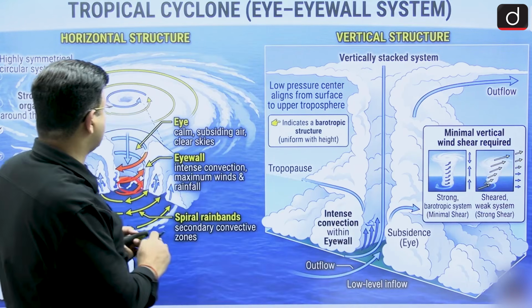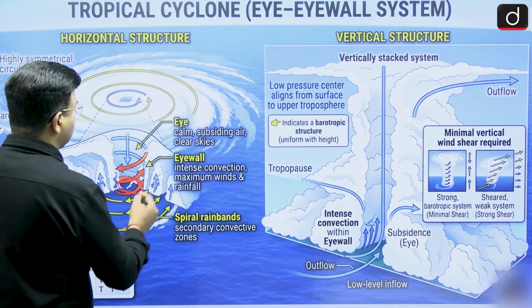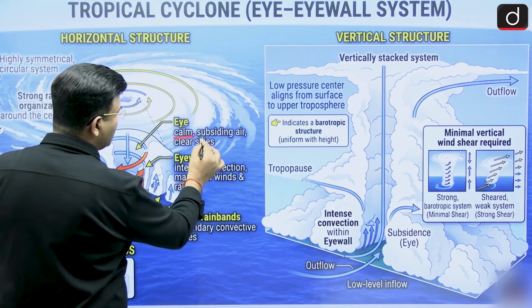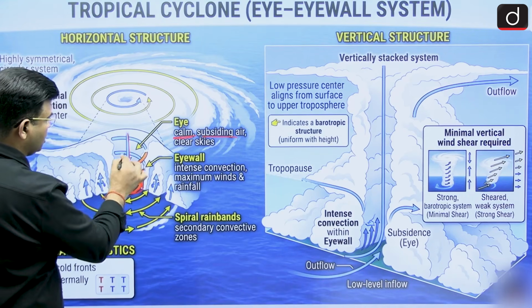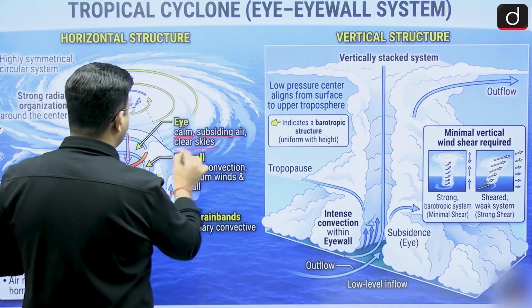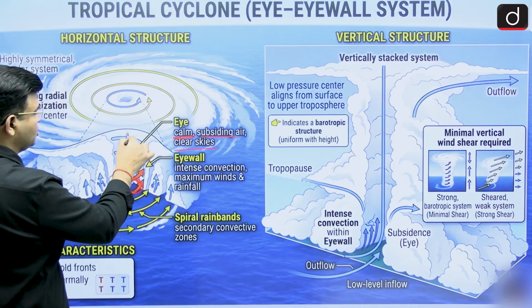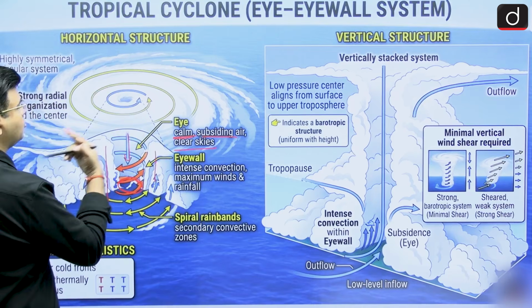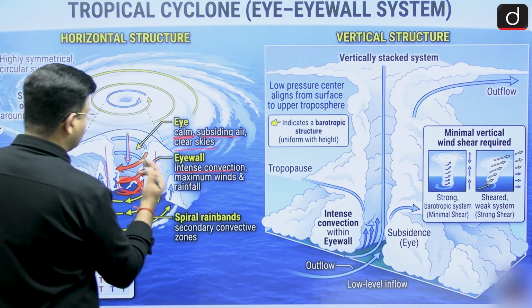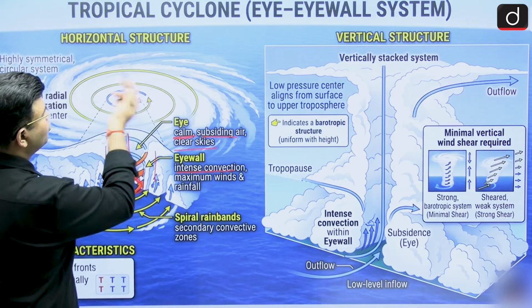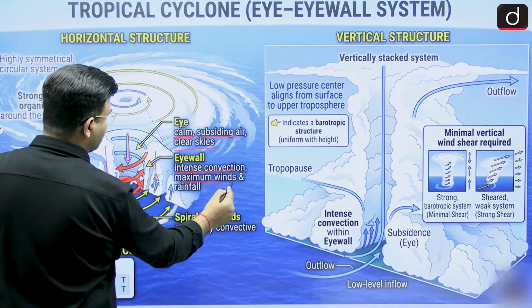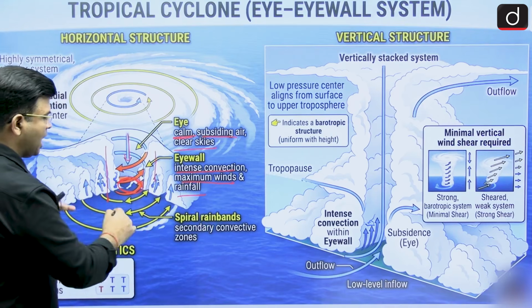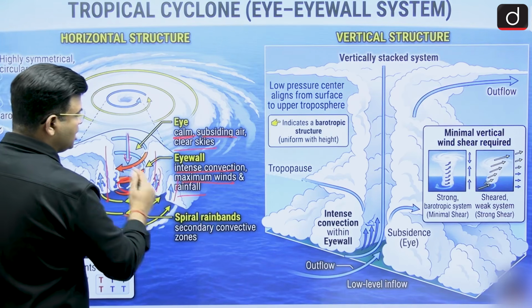So the eye is warmer than the surroundings, and there is no wind moving there. It is calm, but some air descends, and in this region there is no cloud formation, just clear sky. The surrounding region is the eye wall, where the winds spiral and move upward with intense convection, maximum winds, heavy rainfall, and cumulus and cumulonimbus clouds.